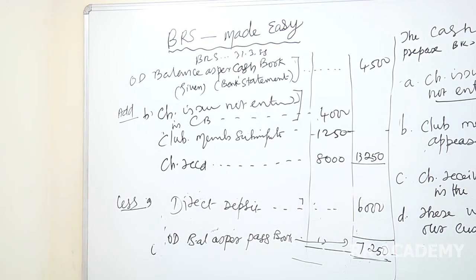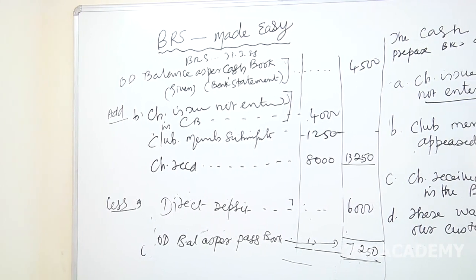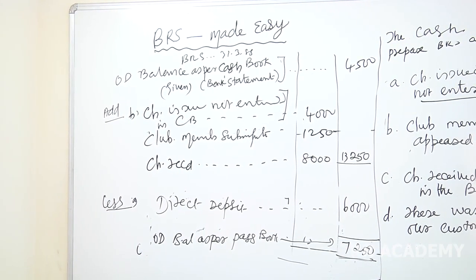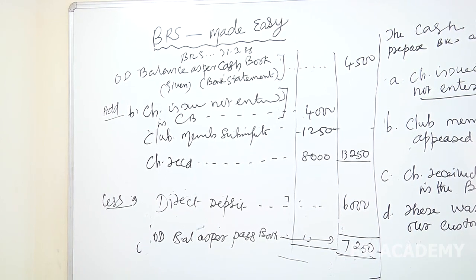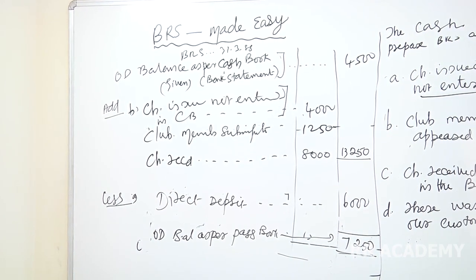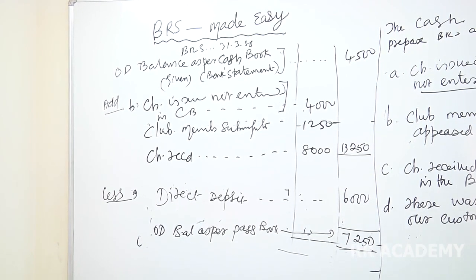We have completed it in a very simple manner, friends. The previous sum was a little bit difficult. That also you must know. These two rules you apply, BRS over. What is happening to the balance? Yes, that is very important. This is overdraft.